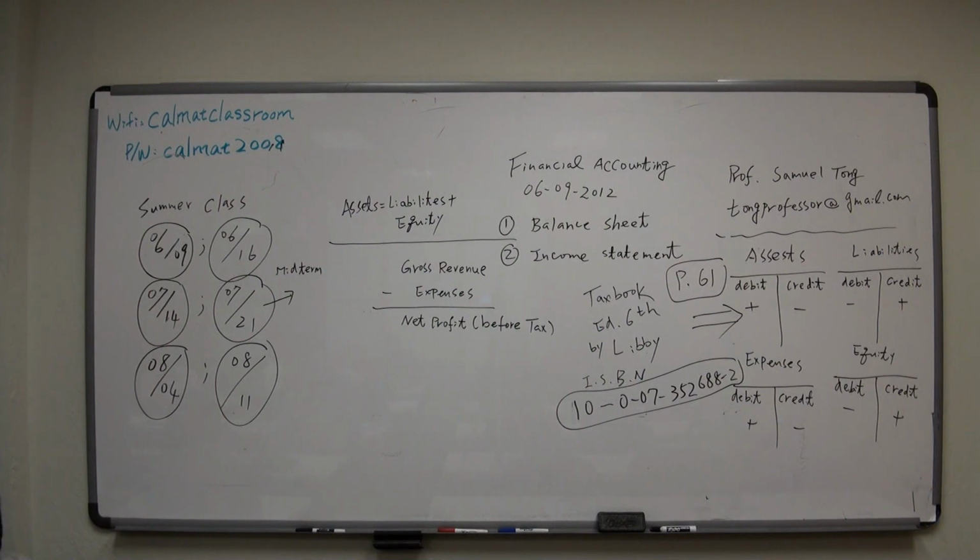So here, let me give you one idea of what kind of example could be assets. Number one is always cash. Always cash. For example, Mr. A starts to run his own business, starts out a new business, and Mr. A just transfers $10,000 cash from his personal account to the business account.